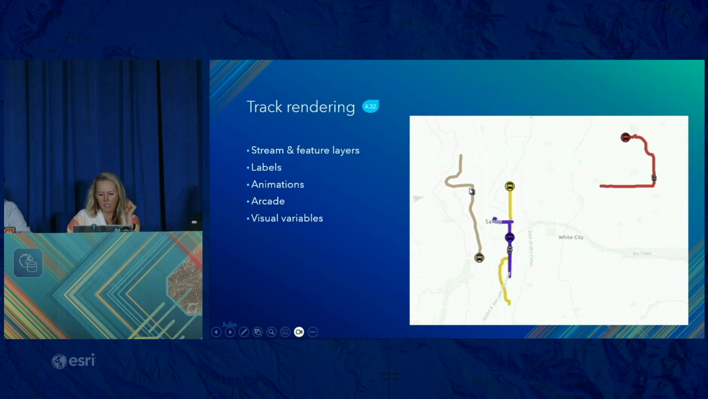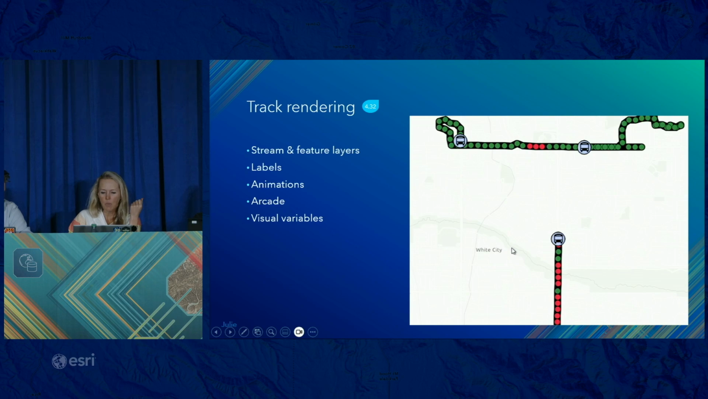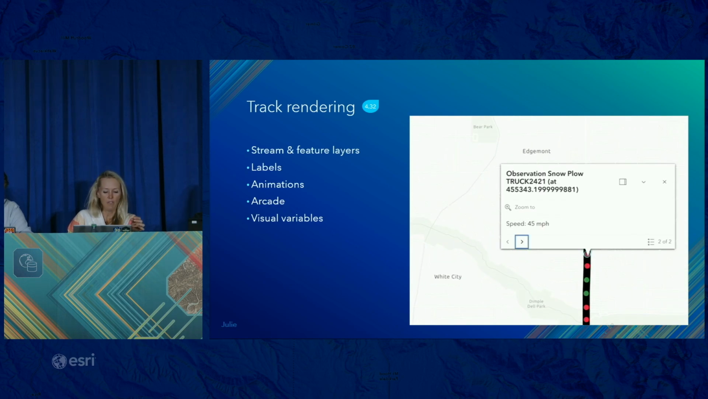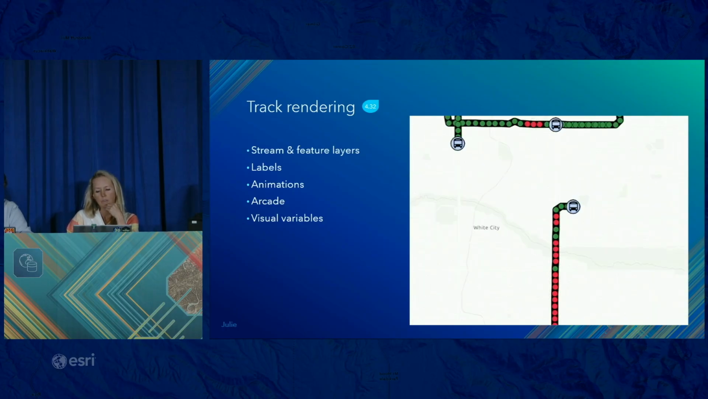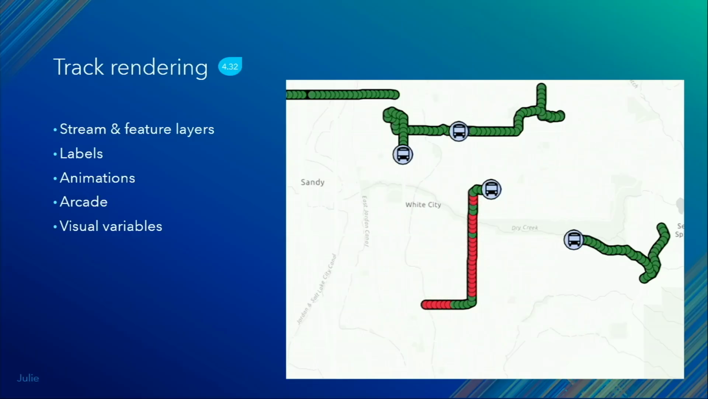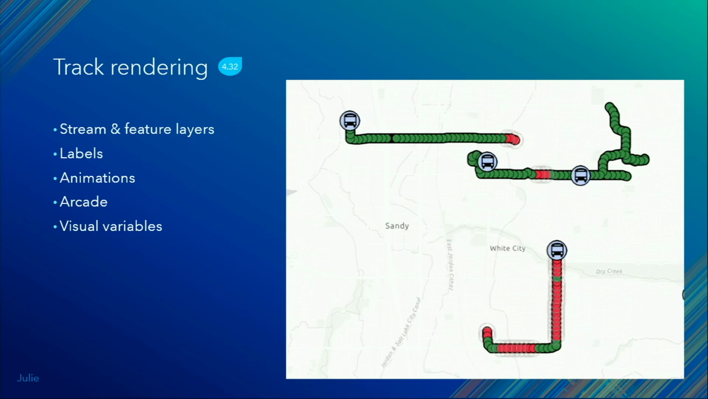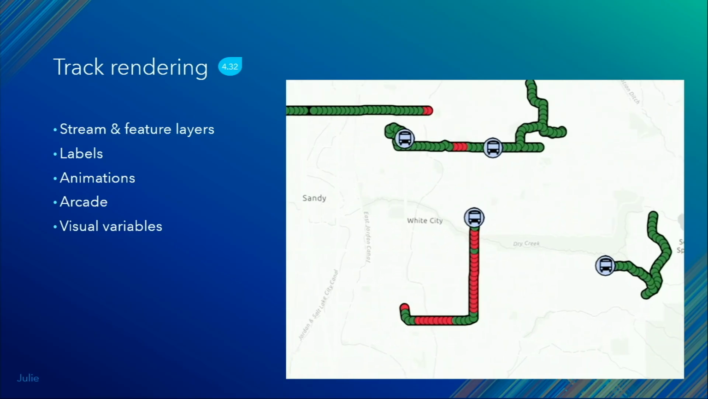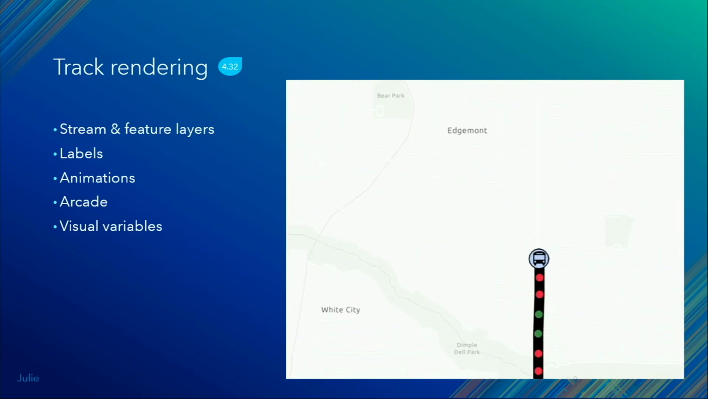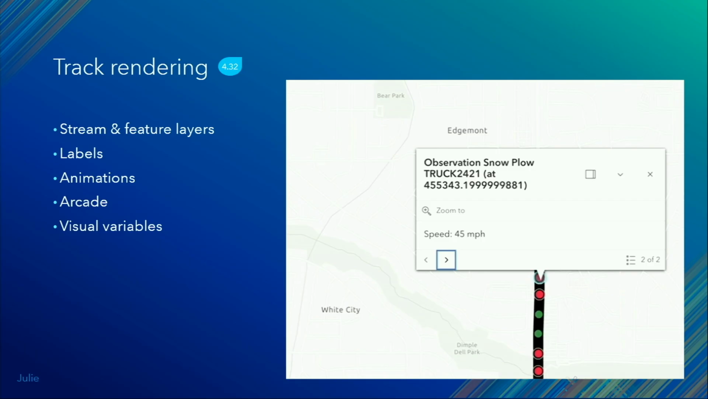So see, I think these are the speeds of these buses, having labels. It also supports animations. You can drive all of this using Arcade logic and visual variables. So for example, if you want to show, okay, what's the speed of the bus, or is it over the speed limit, is it speeding? You can actually visualize that in the track. So really any sort of visualization technique you're already used to with styling in other situations, you can apply to the track observations.